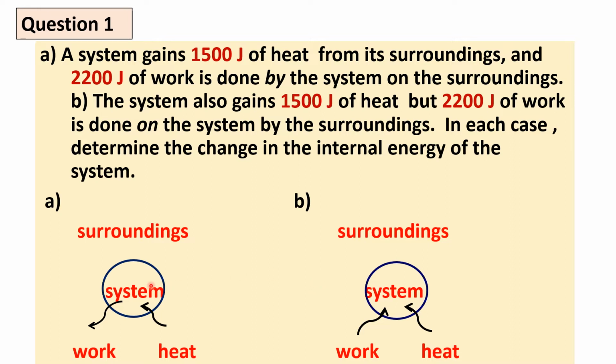To help us out in our analysis, we again have this illustration. The arrow that represents the amount of work done is shown. The direction of the arrow suggests that the work done is by the system. This is for case letter A, and the arrow representing heat is directed into the system, meaning it is absorbing heat. For letter B, the arrow representing the work done is directed into the system, so that means the surrounding is doing the work on the system, while the arrow representing heat is directed into the system as well. So the system is absorbing or gaining heat.